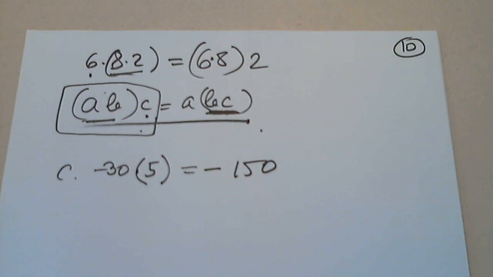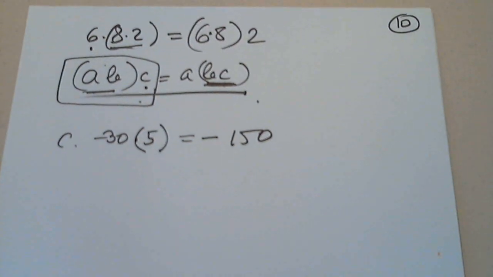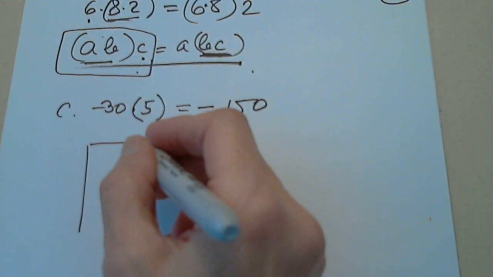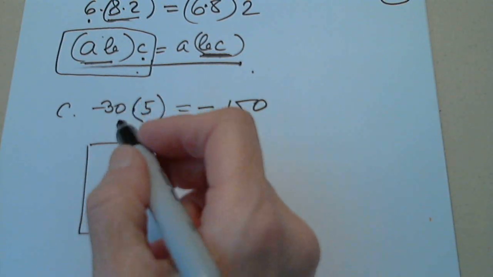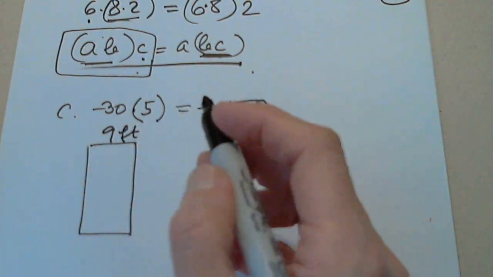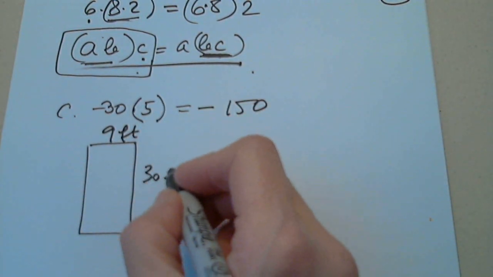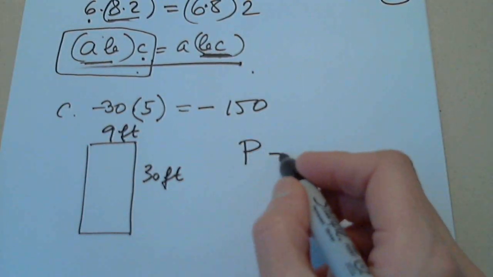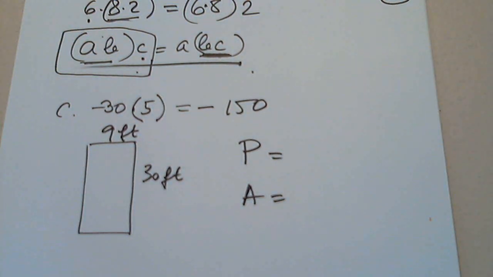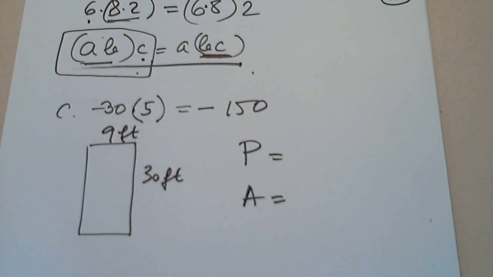Find the perimeter and area of this rectangle. So I'm going to graph it here. I'm going to copy the graph. So we have a rectangle, which is 9 feet in width and 30 in length. So they want us to find the perimeter and they want us to find the area. So let's take a moment and let's see what else is here.